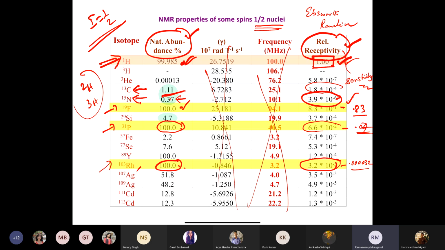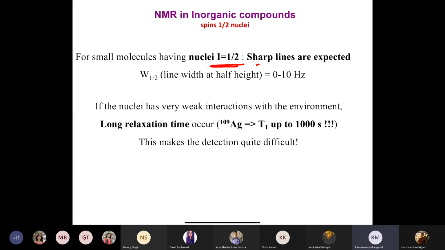See, for example, here there is another one called 109 silver. Okay, it has a fairly high abundance, 50% abundant, and not very bad receptivity, but still it does not make sense how much of a silver compound you will be synthesizing or will be interested in terms of biology or material science for you to go and do this. So essentially the NMR spectroscopy revolves around I is equal to half nuclei, you get sharp lines. As I said, there also you can do NMR for elements like 109 silver.